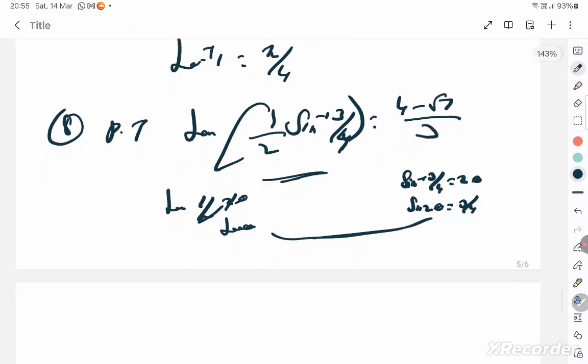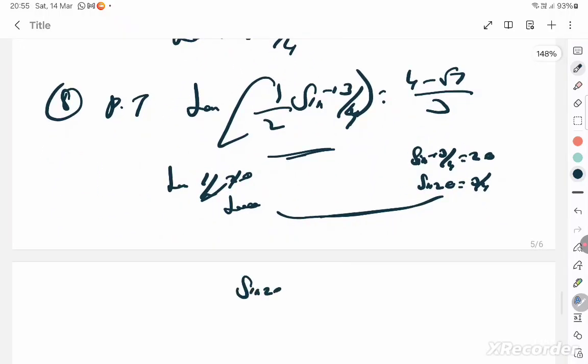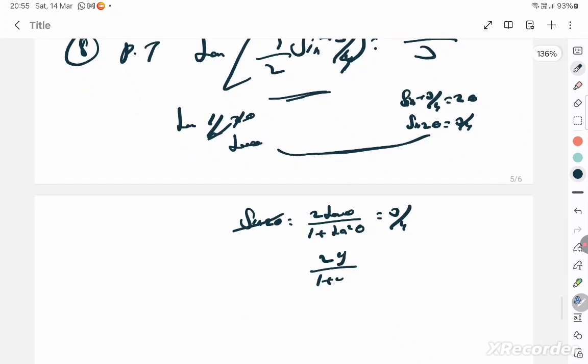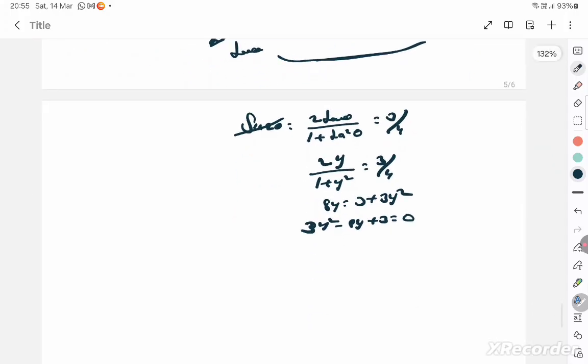And you know the relation between sin 2 theta and tan theta. Sin 2 theta is 2 tan theta by 1 plus tan square theta, where sin 2 theta itself is just 3 by 4. And you can assume this is 2y by 1 plus y square is equal to 3 by 4. 8y is equal to 3 plus 3y square. So 3y square minus 8y plus 3 is equal to 0. You have to use minus b plus or minus, root of b square minus 4ac.